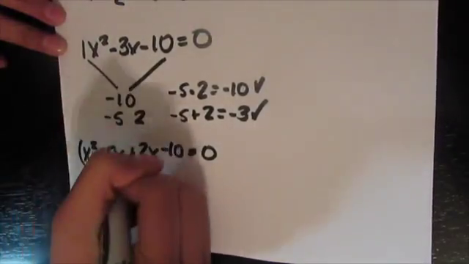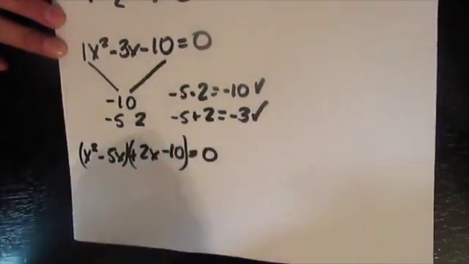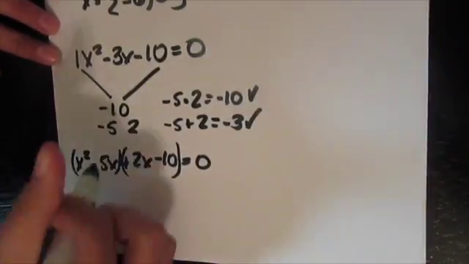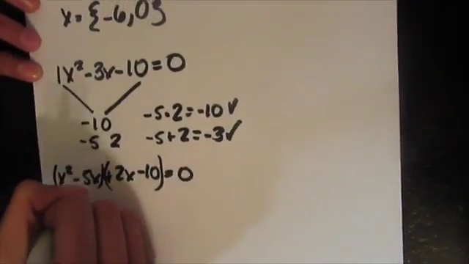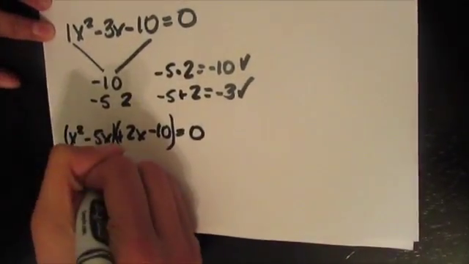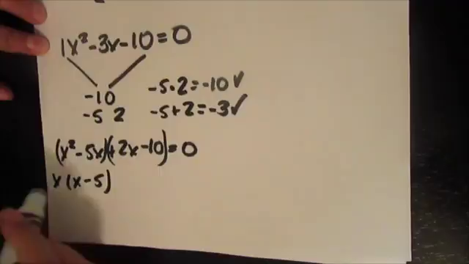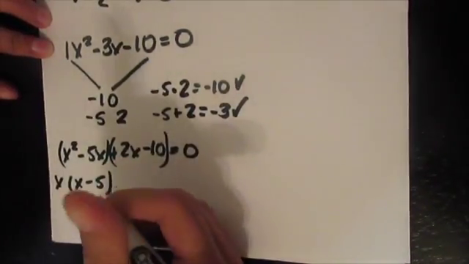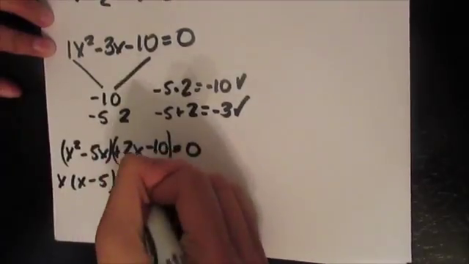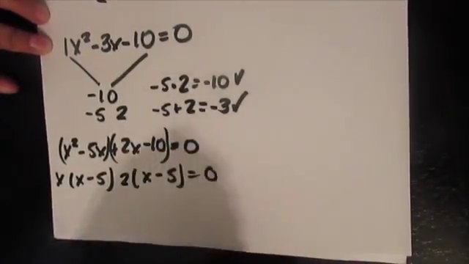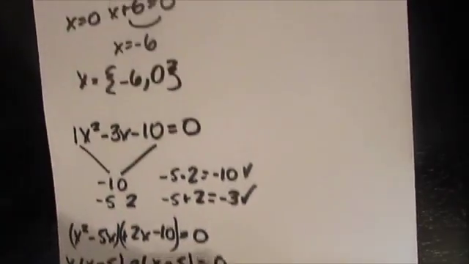Now we will group like so, and we will take out the greatest common factor. So our greatest common factor here is x. So we will have times x minus 5. So when we distribute it, we will get this one. We will factor out 2 on this side, and we will get x minus 5 on the inside is equal to 0.